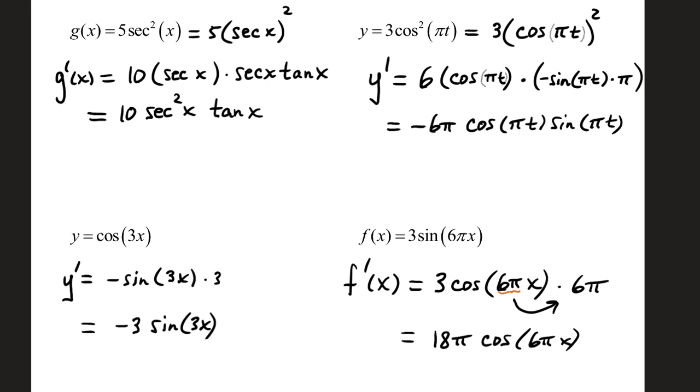Bottom right, we have a function 3 sine of 6 pi x. Derivative of the external part is 3 cosine. Leave the angle the same. 6 pi is a number, so the derivative of 6 pi x is 6 pi. Combine your like terms, that's 18 pi cosine of 6 pi x.